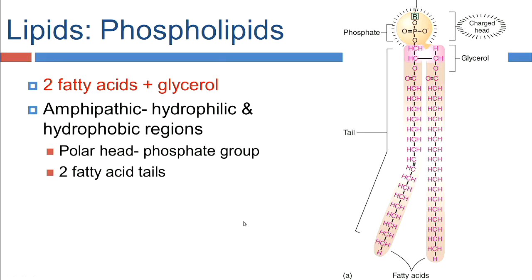So that's your fat. The second one is a phospholipid. This is making up your cell membranes. There are lots of different types of phospholipids. We're just giving you the generic. It's 2 fatty acids instead of 3 and a glycerol, and of course a phosphate group.